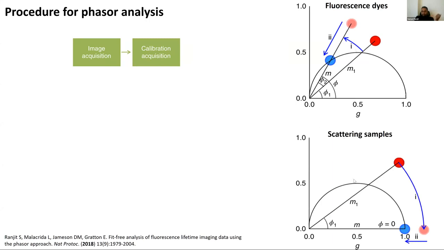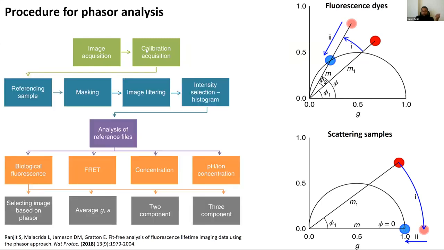More traditionally, for people who use scattering, you can do the same. You can basically position it back to this position, which is a lifetime of 0, the scattering lifetime position. Once we know the referencing, we reference the sample. We mask for looking at different areas. We can do image filtering, which doesn't change the actual image resolution, but it modifies the pixel resolution, because it's a 3x3 algorithm on the phasor space, or 5x5. And then you can select the intensity, and then you can analyze for biological fluorescence, ratio, concentration, pH.